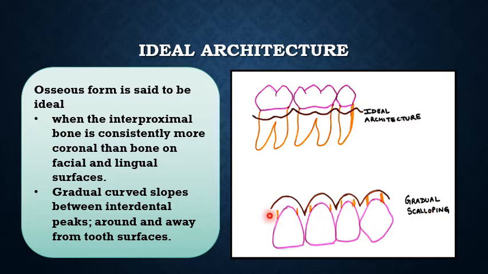See the anterior area where we have more scalloping because teeth are tapered, they are narrower, and in the molars we are seeing slightly less tapered alveolar architecture. So this is the ideal architecture. See here there is interradicular bone, so slightly you can see a peak here.